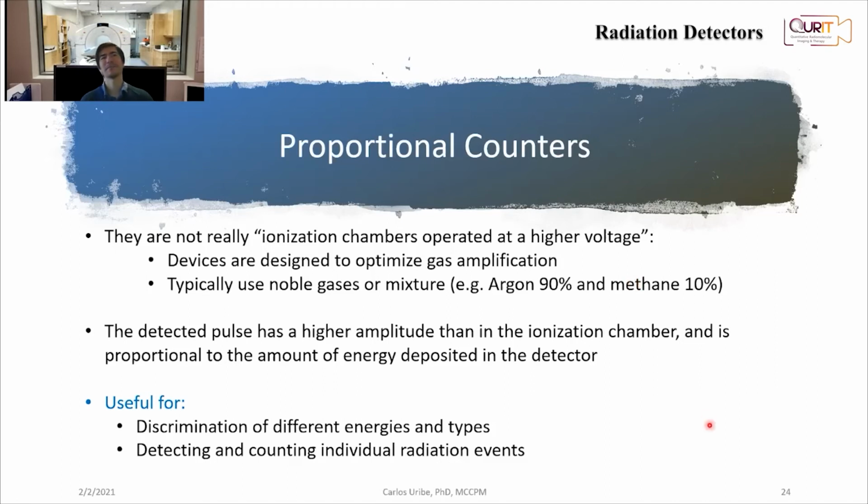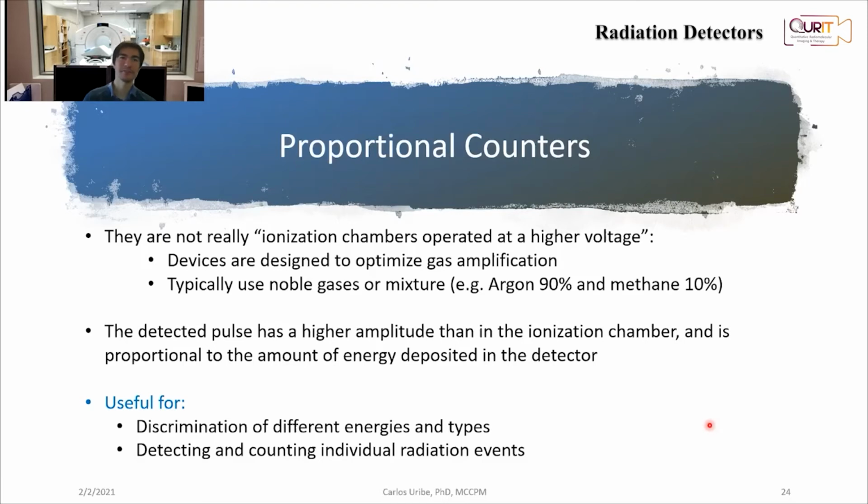But what I was saying is, they are not really just ionization chambers that are operated at high voltage. They are actually designed to optimize that gas amplification. They typically use noble gases or mixtures. One example is argon 90% and methane 10%, a combination that would be useful. Now, this pulse is, of course, higher than in just an ionization chamber and is proportional to the amount of energy deposited in the detector.